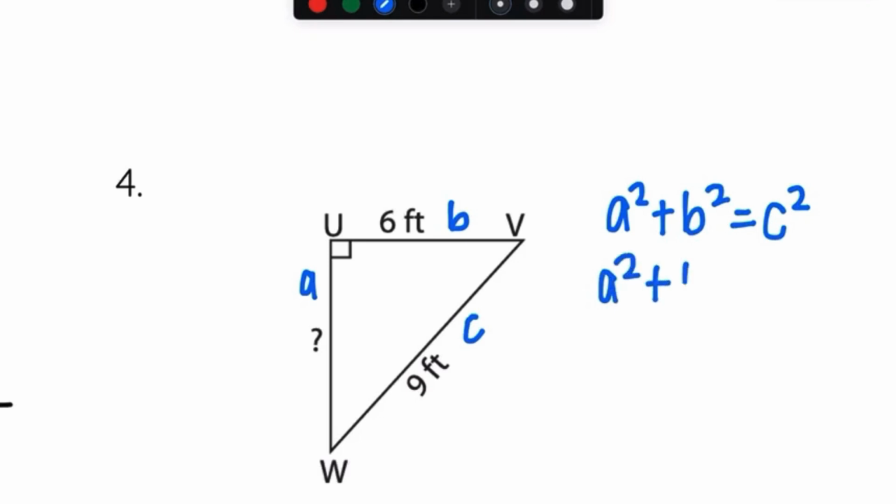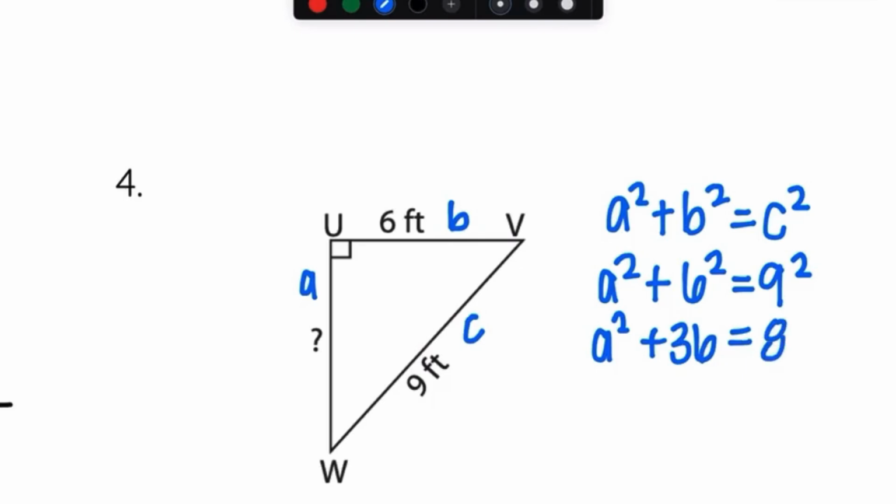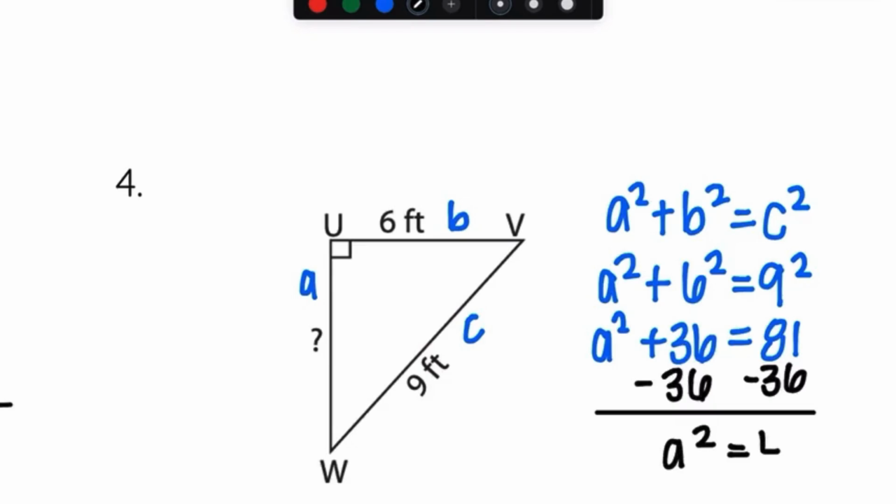Okay, A squared plus B squared is equal to C squared. So I get A squared plus 6 to the power of 2 is 36. Is equal to 9 times 9 is 81. Again, I have terms on opposite sides of that equal sign. So I do have to do opposite operations or inverse operations in order to get those like terms together. And so when I do that, I get A squared is equal to 81 minus 36 is 45.